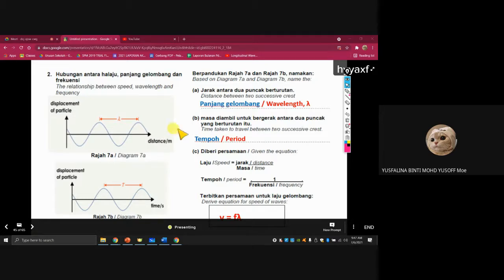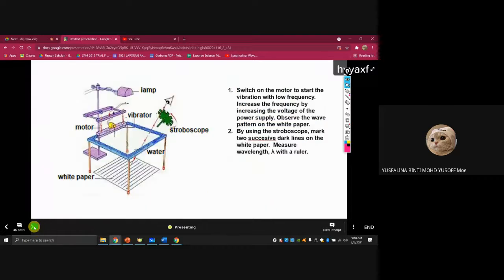And then the time taken to travel between two successive crests, this one we call the period. Then you have to know v equals s over t, and the period is 1 over f. Then you can derive the formula, you will get v equals f lambda. This is the formula that we used just now, if you want to find the speed of wave.